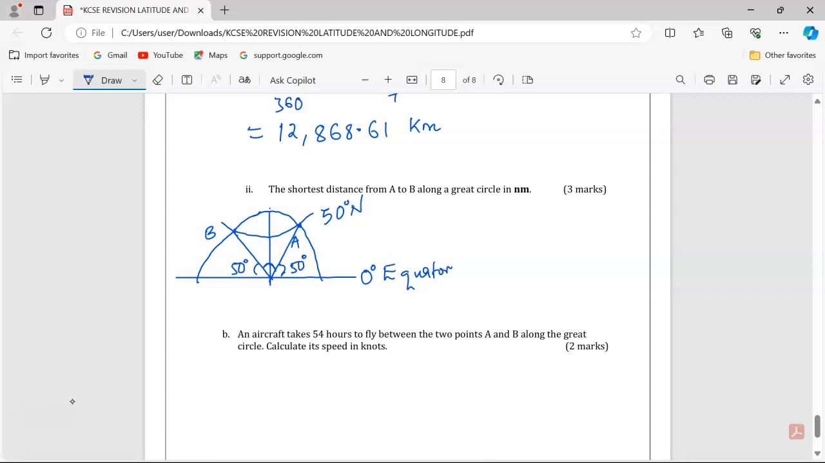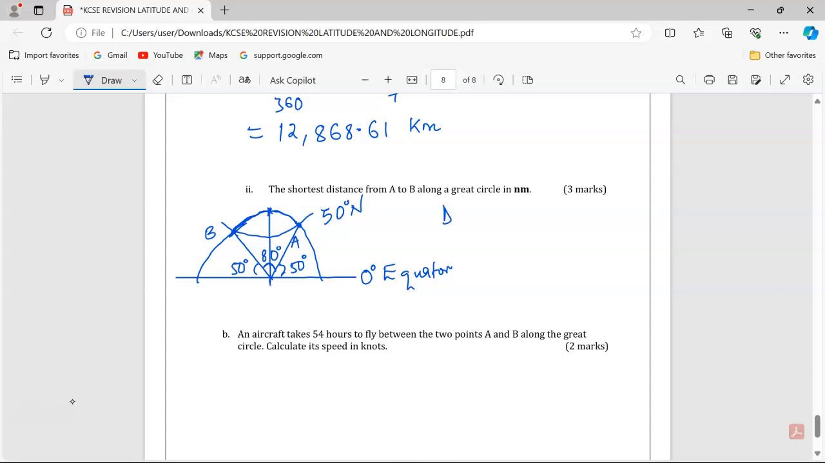Remember, the distance along a great circle is when we go to the North Pole. This is the North Pole. So when we move from A through the North Pole down to B, that now will be the shortest distance, or the distance along the great circle. So the angle at the center here will be 80, because we are already having 50 and 50. So the remaining angle there will be 80. And now we'll be talking about a circle with the radius equal to the radius of the earth and an angle of 80 degrees.